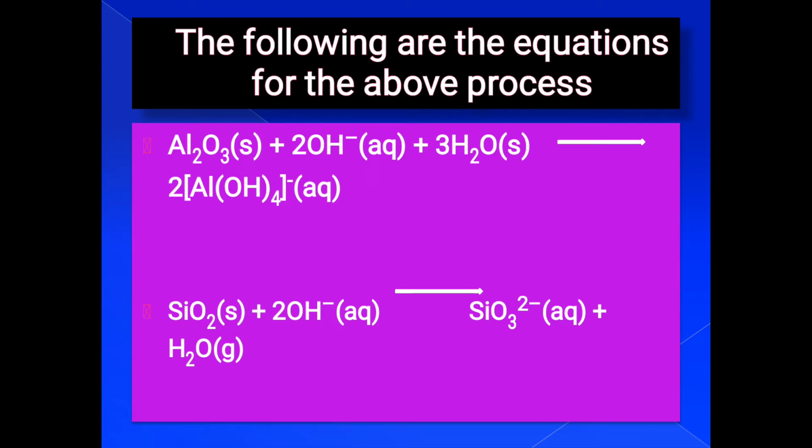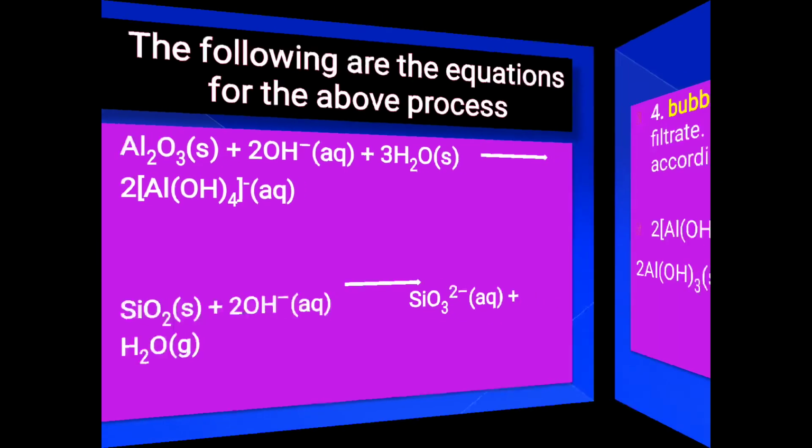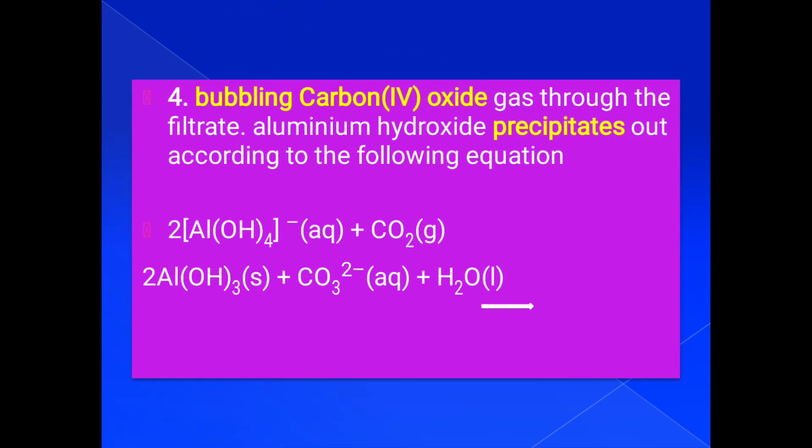So what do we do? We bubble carbon 4 oxide gas through the filtrate, and aluminium hydroxide precipitates out according to the following equation. The equation is already here. What we have is the aluminium complex reacting with the carbon 4 oxide that we just bubbled. It gives us aluminium hydroxide. We have carbonate ions, and water is also formed.